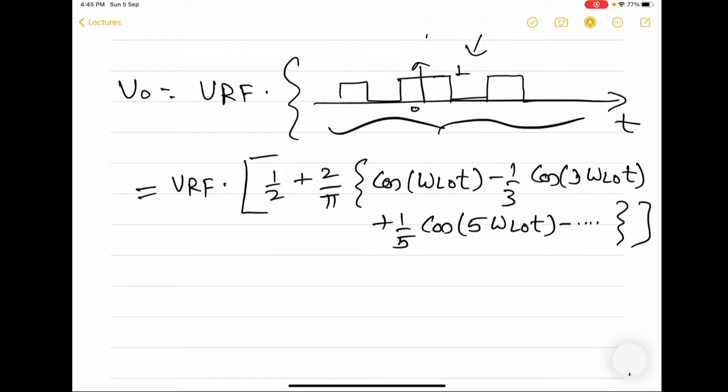And this RF we have been taking as a sinusoidal signal like this. So this RF is this one, and this square wave is this infinite components. So here, what is happening is basically this RF is getting multiplied with square wave, and it will get multiplied with the various components of the square wave, and one of the components is LO.